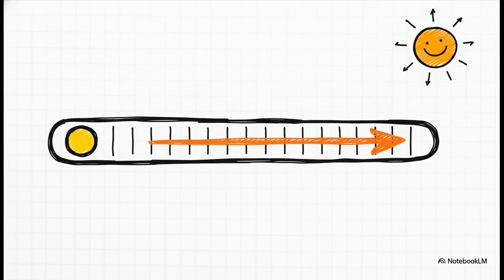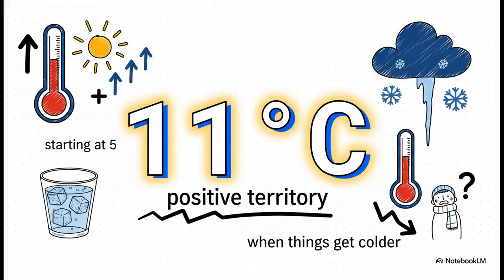All right, let's start with a nice, simple one. We kick things off at a pretty pleasant 5 degrees. Then the sun really starts shining, and the temperature climbs up another 6 degrees. So on our number line, where do we end up? Yep, we land right at 11 degrees Celsius. It's just simple addition, and we're staying on the positive side of zero the whole time. But what happens when the temperature drops and just keeps on dropping?